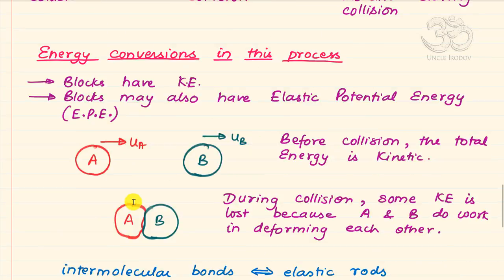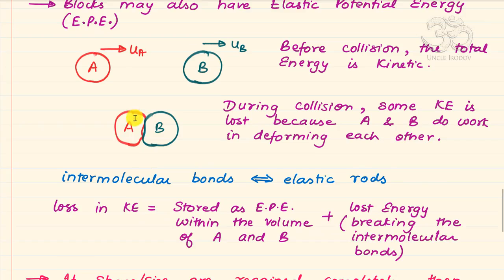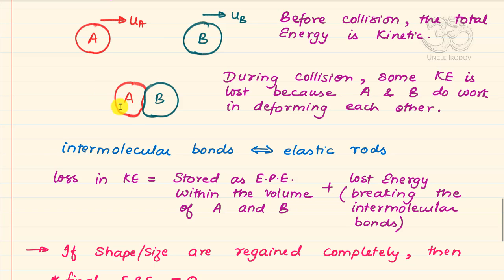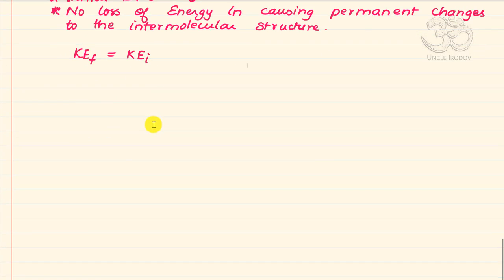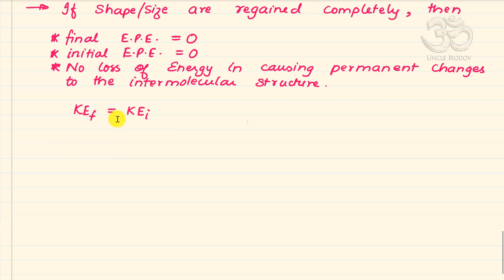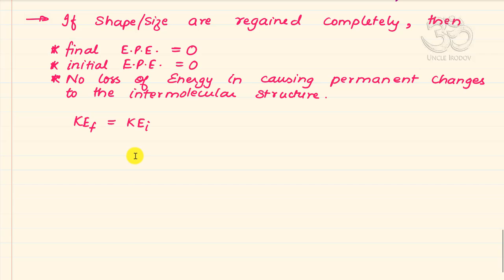But there will be some time in between where A and B would have undergone deformations. And at that point, some energy would definitely be in the form of elastic potential energy. So at that moment, KE would have definitely gone down. So let's keep in mind that fact. KE finally is equal to KE initially, but it's not equal to the KE during the collision. So this is not true, during the collision.